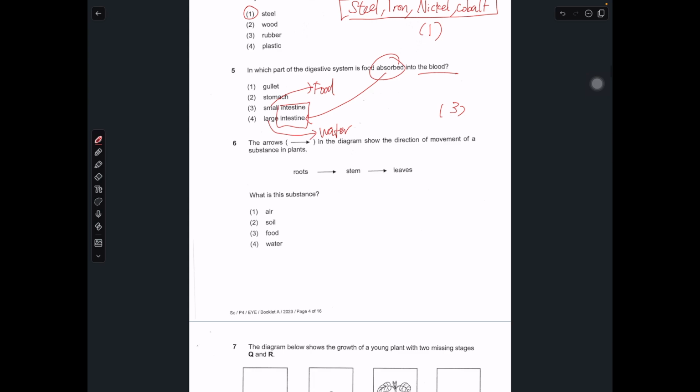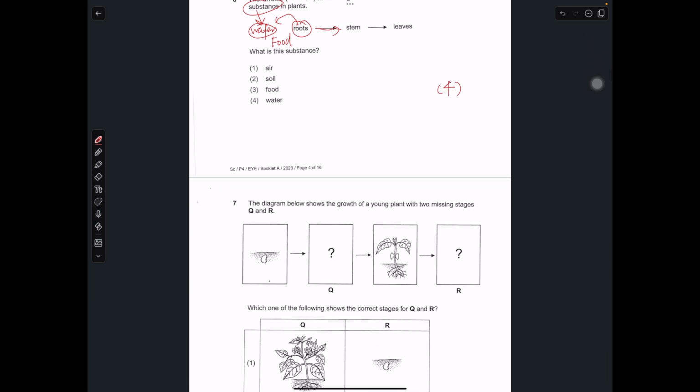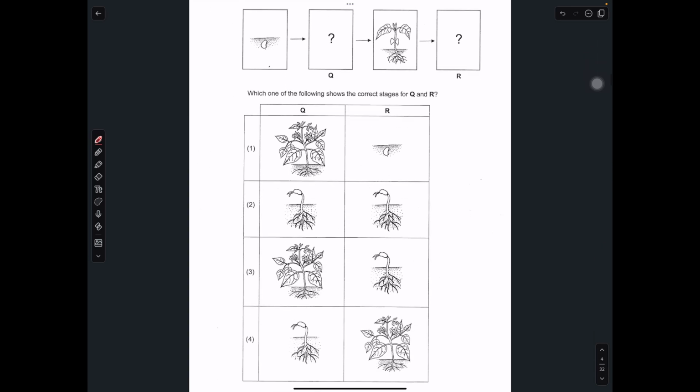The arrow in the diagram below shows the movement of a substance in a plant. The movement of substance in a plant is always these 2 things, water or food. Okay, and it started from the roots and the arrow is pointing this way. So it must tell you that the roots is transporting some substance, and since it's talking about the roots, it must be water. Okay, so the answer is number 4. We're talking about water.